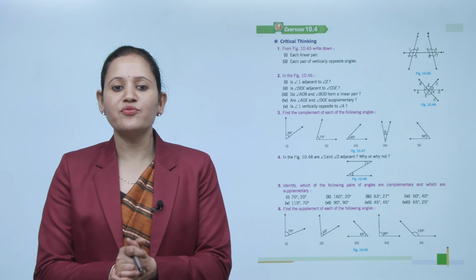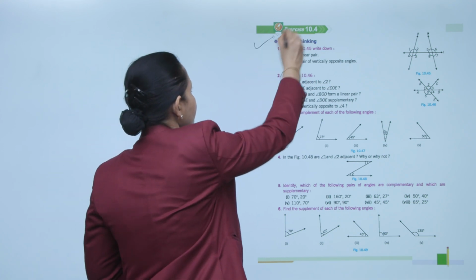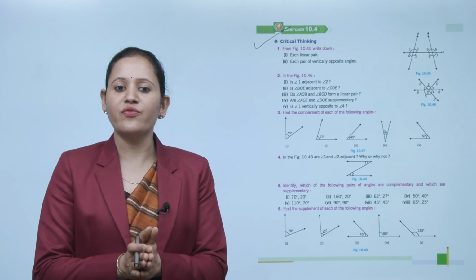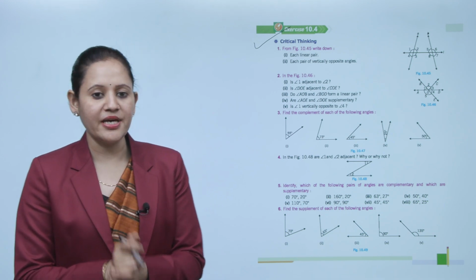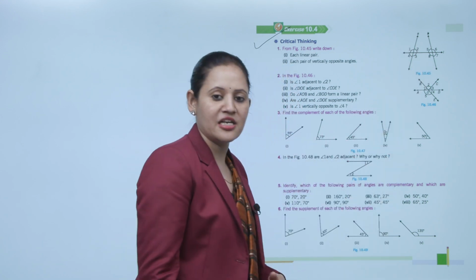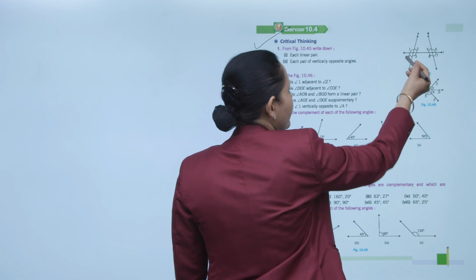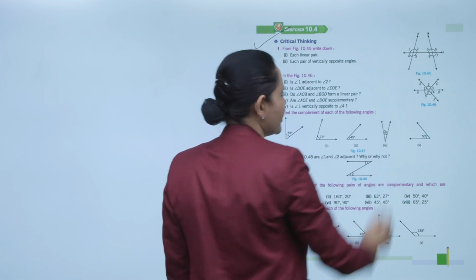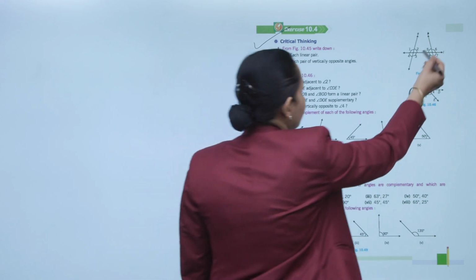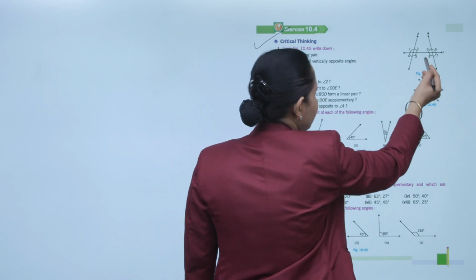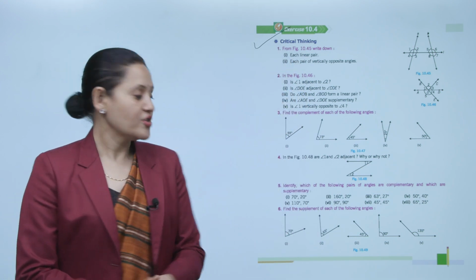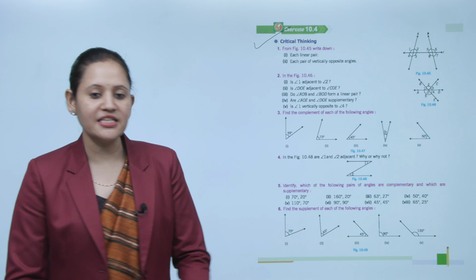Next is exercise 10.4. Critical thinking. From figure 10.45, write down each linear pair. So 1 and 2 are a linear pair, 1 and 4, 4 and 3, 2 and 3. 5 and 6 are a linear pair, 6 and 7 are a linear pair, 7 and 8, 5 and 8. All these are linear pairs. Clear? So practice all the questions of this exercise.